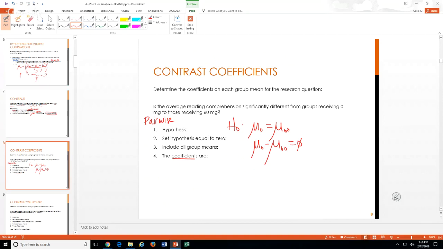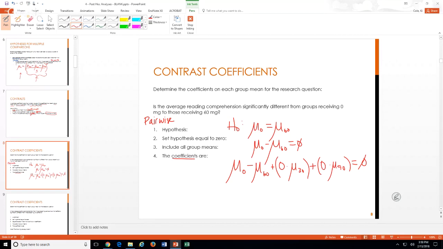So we are thinking they are the same number. They are equal. That's mu of 30 equals mu of 90. That's what we're going to test. We can multiply each of them by 0. Yeah. Okay. So I can say mu 0 minus mu 60 plus 0 times mu 30 plus 0 times mu 90. Did I change the formula at all?